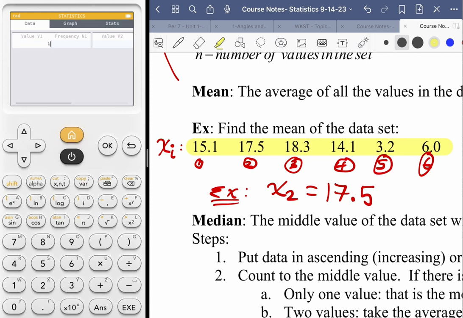I type in the 15.1, hit OK to lock it in. You'll see in the frequency column a 1 appears. All that's telling me is something I already knew: I typed in the number 15.1 once. So you can ignore it is what I'm saying. So 17.5, lock it in by hitting OK. 18.3, lock it in by hitting OK. 14.1, same deal. 3.2, and 6.